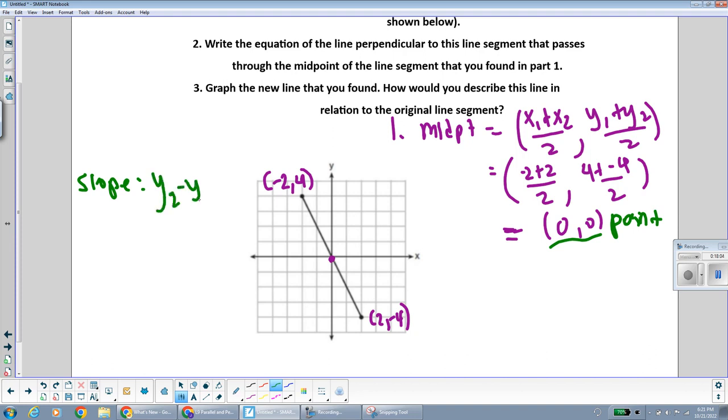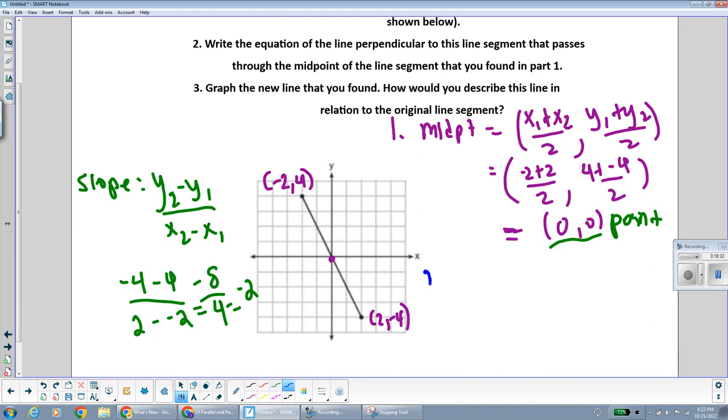And I can do that using the slope formula, which you probably remember from class and from algebra 1. So I'm going to subtract my y coordinates, and in the denominator, I'm going to subtract my x coordinates. And I got -8/4, which is -2. So if our slope of the original line segment is -2, we need our perpendicular slope, which would be the opposite reciprocal slope of -2. If I flip -2 and I change the sign from negative to positive, I get 1/2.